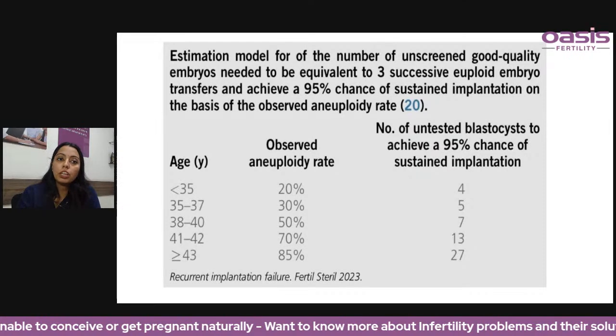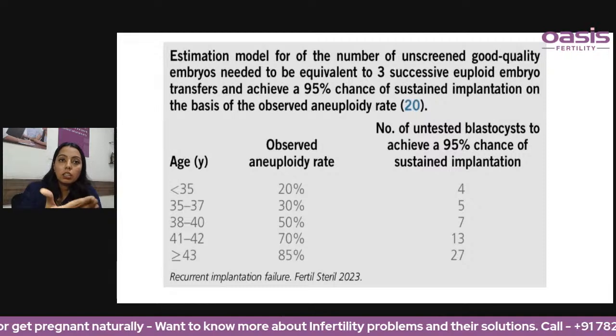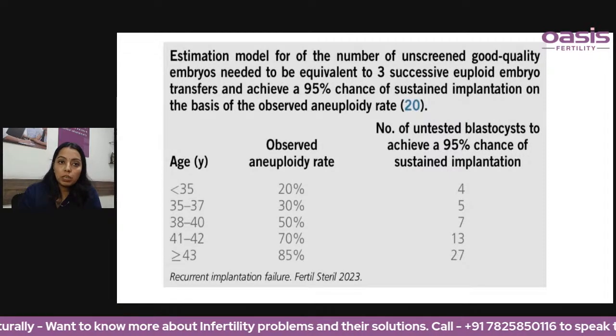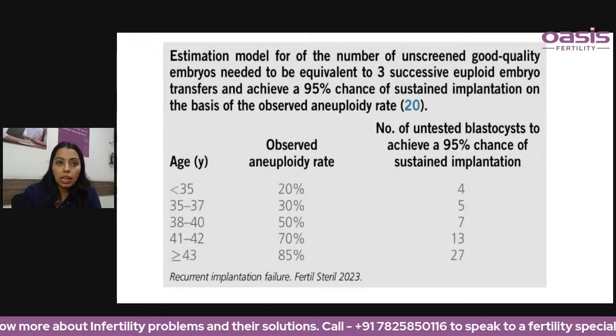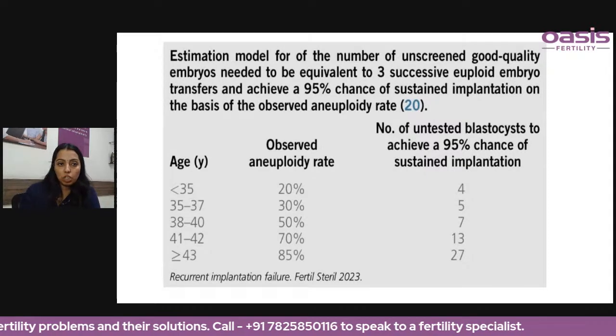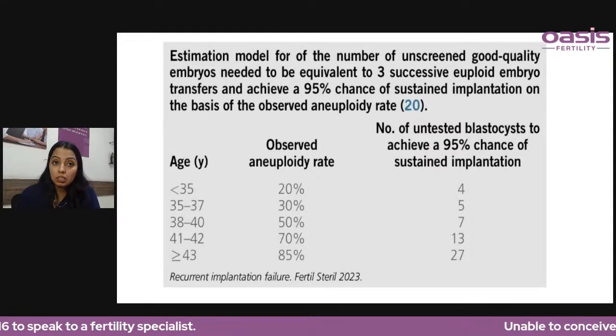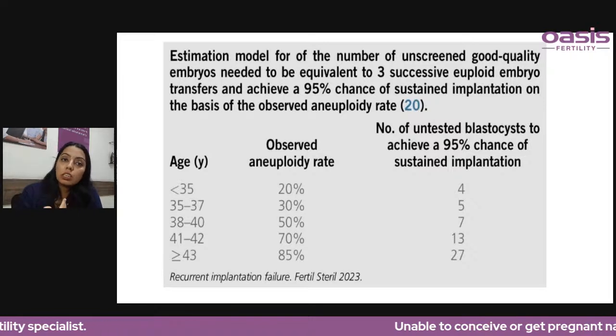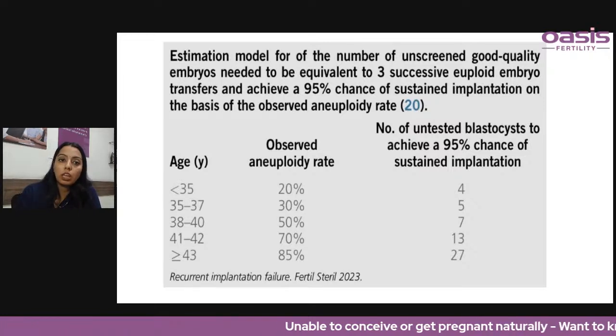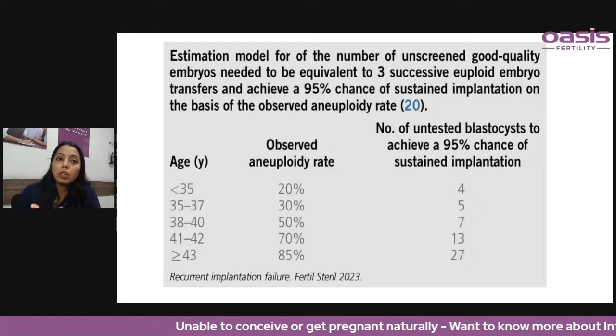However, as you move to age 35 to 37, the risk of having a genetically abnormal embryo would be as high as 30%. And it keeps on increasing, where when you reach age 43, it's almost 85% risk of having a genetically abnormal embryo. That high the risk is. Obviously, PGTA is more indicated as your age is advancing to help you make the right choice.